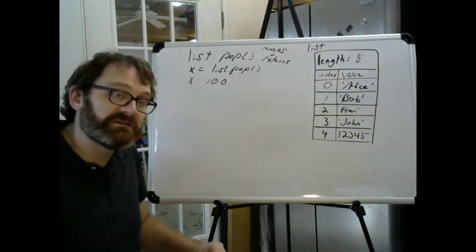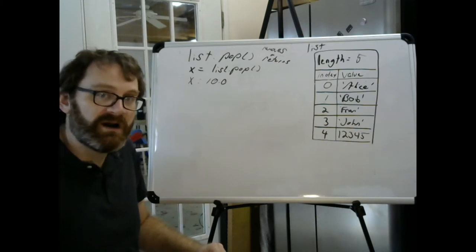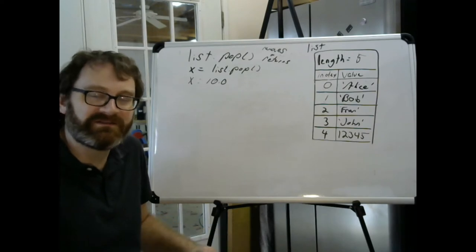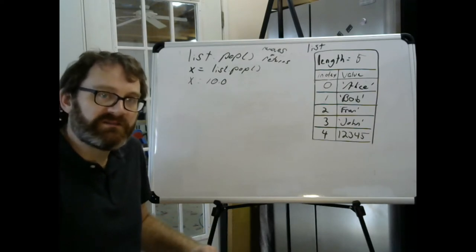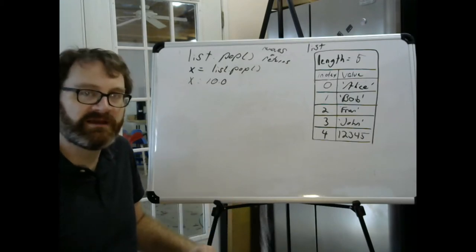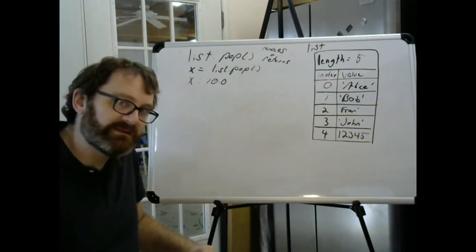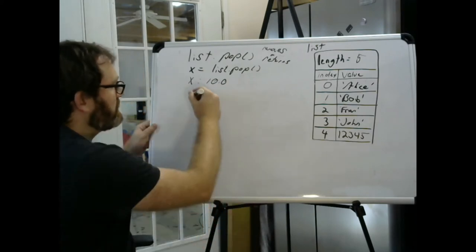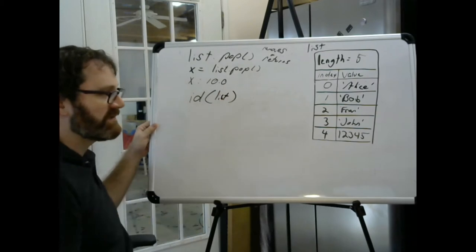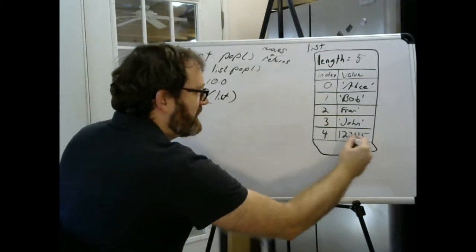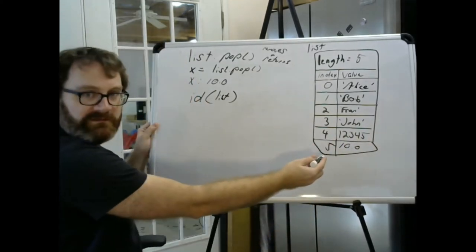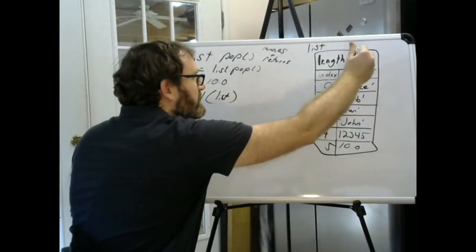So the question is, how does it know which one to pop, all right? Well, math, right? It's got math. It knows what its length is, right? So we can kind of take the same formula that we had for appending and subtract length minus 1. So it'll be the ID of the list. That's our starting point. And our question is, where is the last item in the list? Right? It was this. Right? Where is the last item in the list?